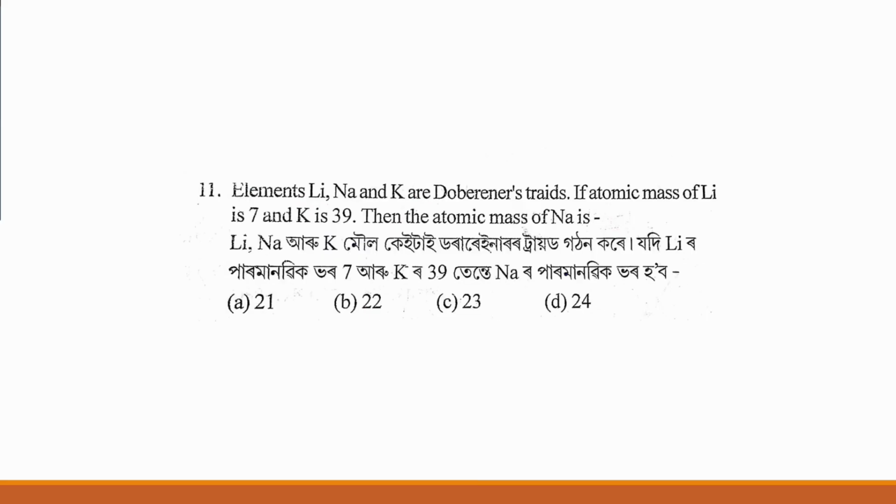Elements lithium, sodium, potassium are Dobereiner's triads. If the atomic mass of lithium is 7 and potassium is 39, then the atomic mass of sodium is?